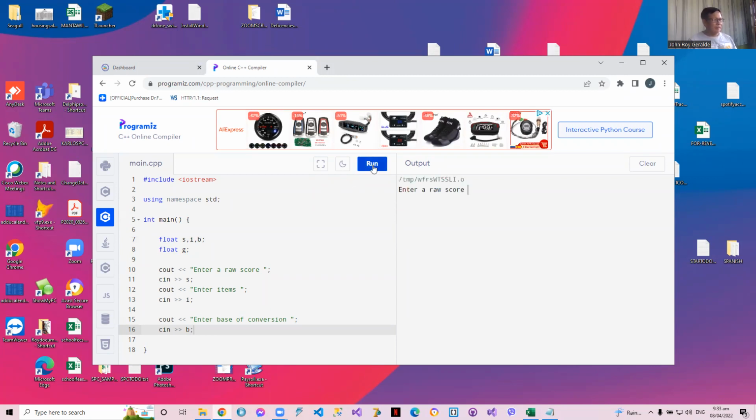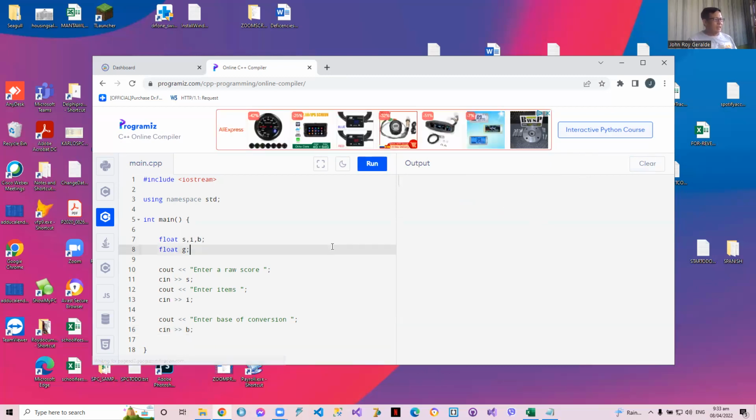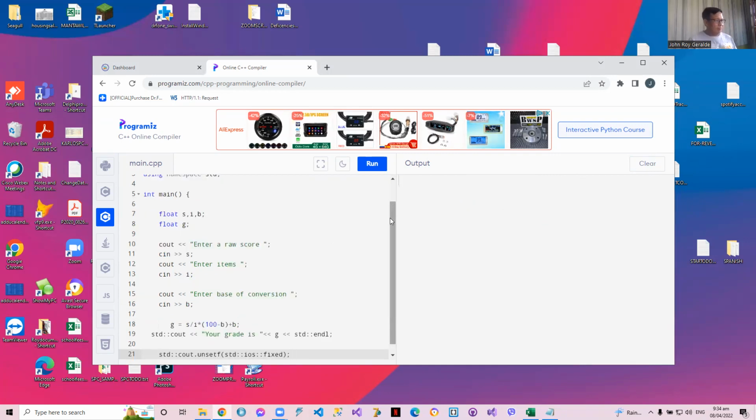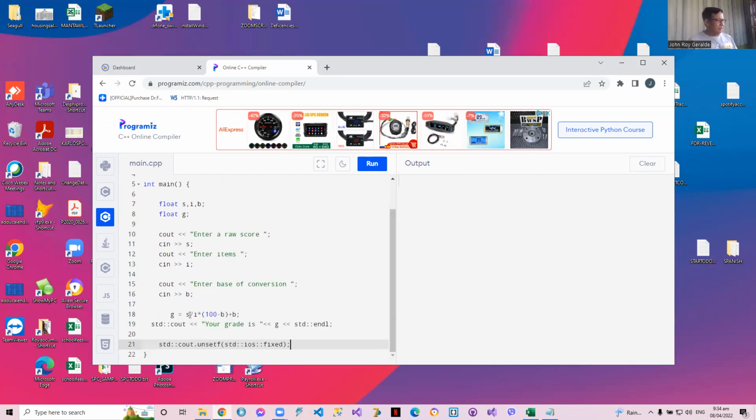We can run it here. If you want to start again, you can just clear. Let's enter 60, 100, and the base of computation is 40. And then the next thing to do in our program is to compute for the grade and output it. This is the way to output a float in C++. We computed the grade and we output the float.